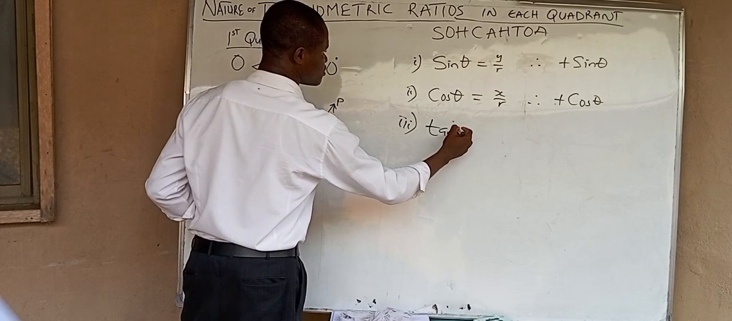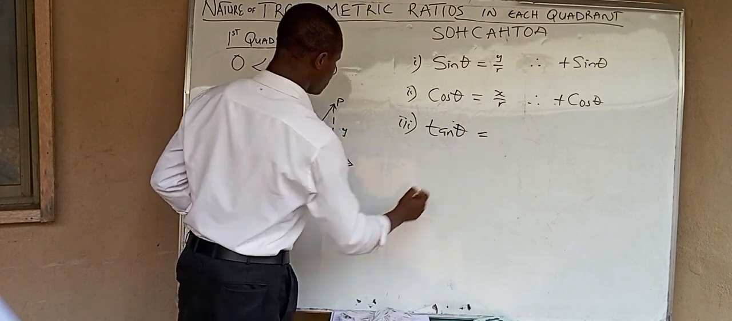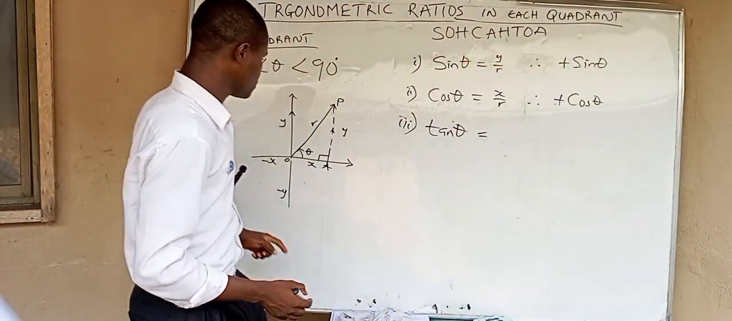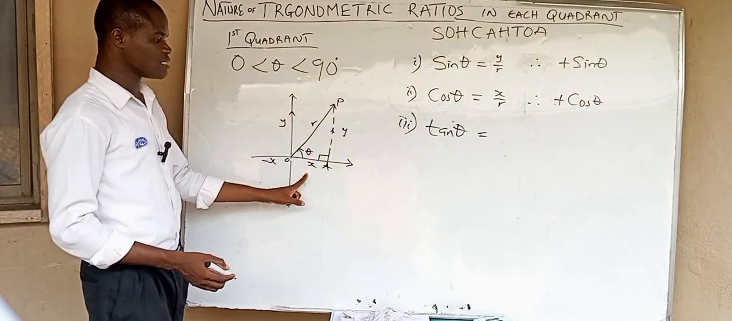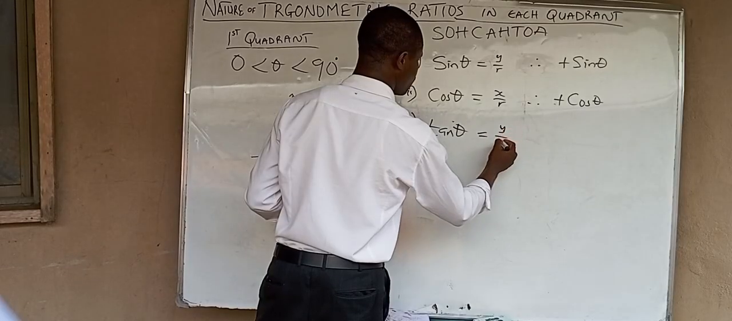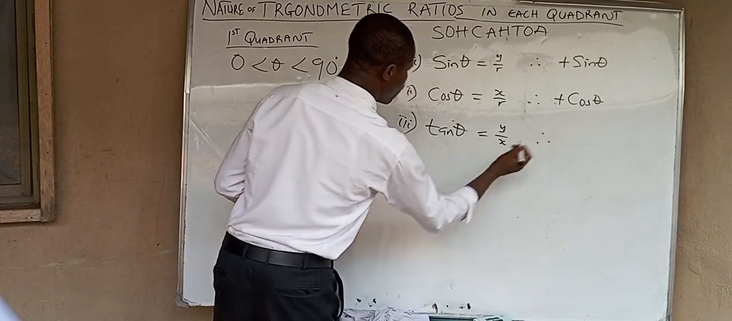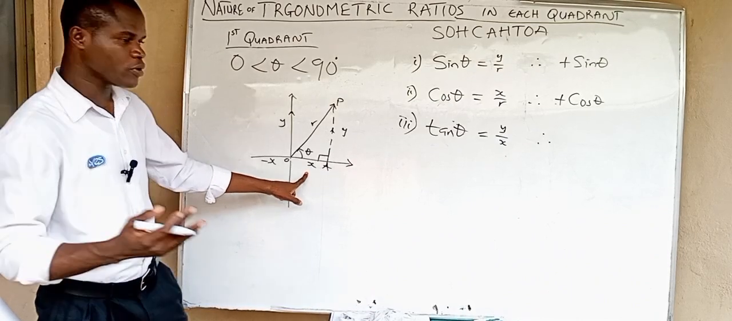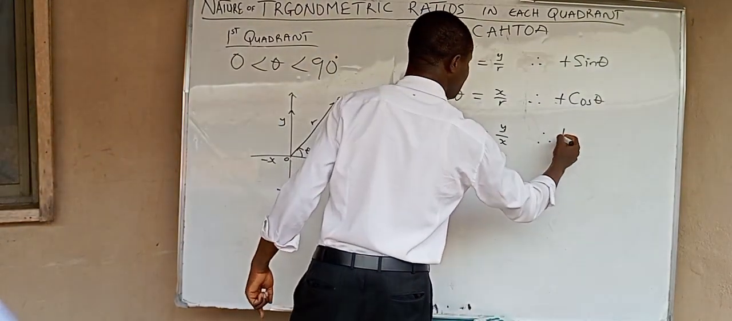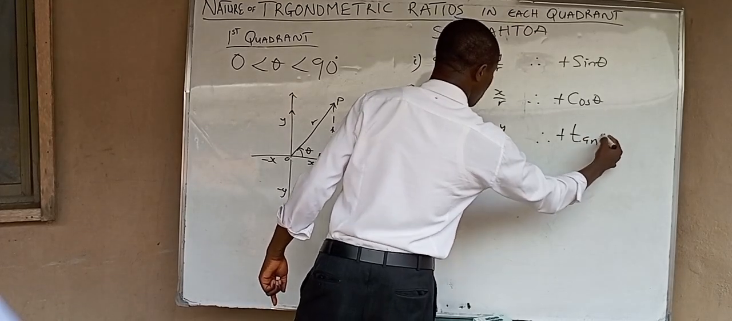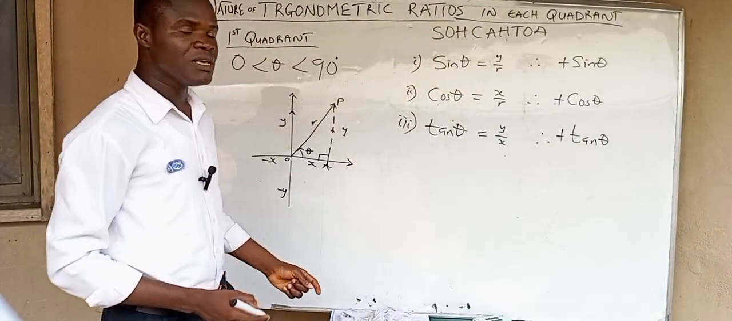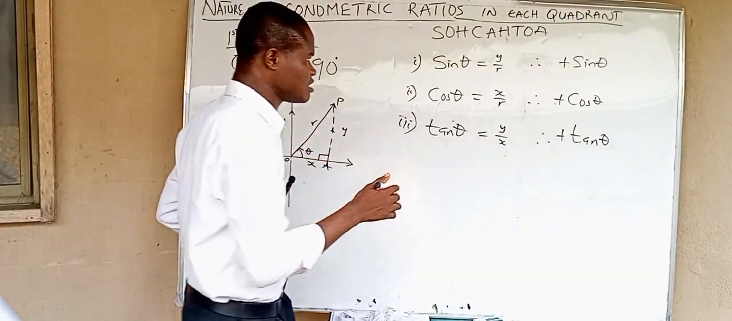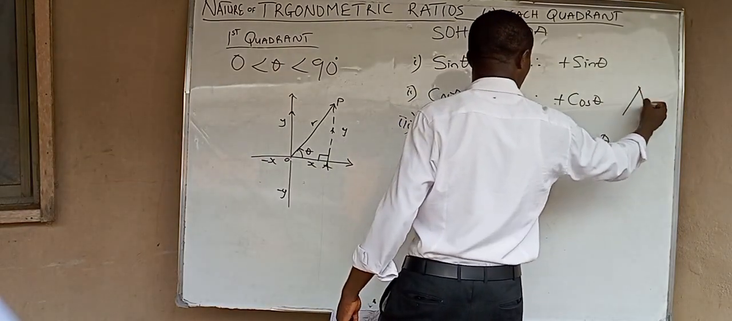Then the last one, tan theta. Tan theta gives us opposite over adjacent. So this is opposite, this is adjacent. So y over x. Therefore, positive divided by positive will give us what? Positive. So tan is also positive. It simply means that within the first quadrant, everything is positive. So I can say all.